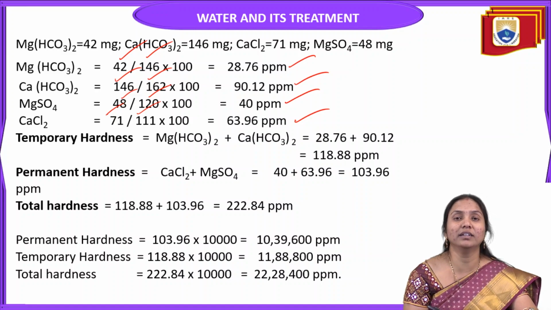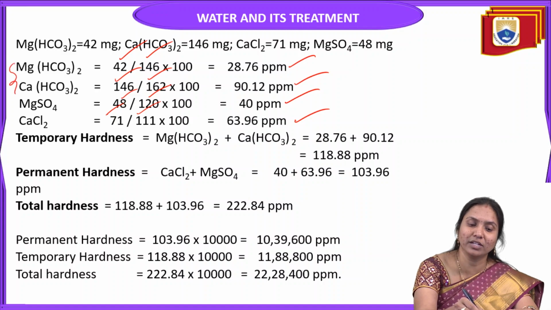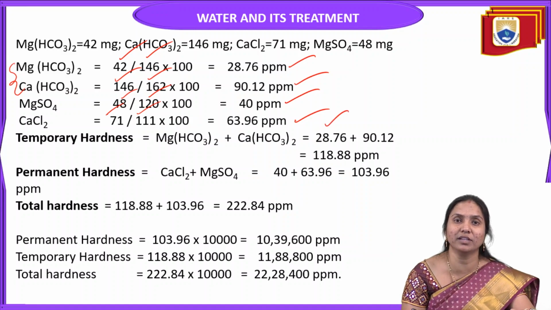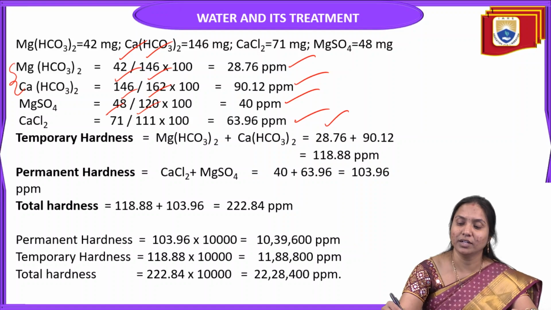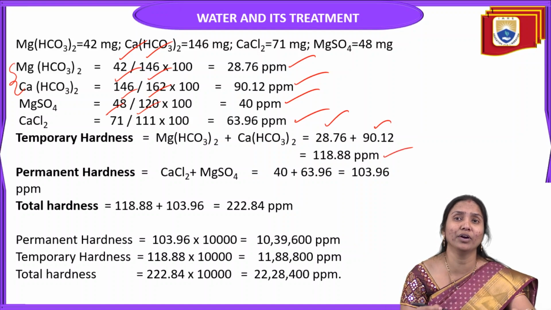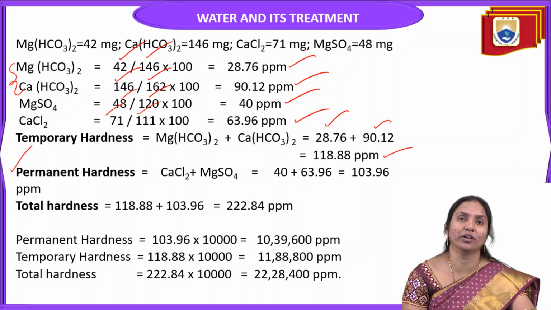So now we can calculate the temporary hardness of the given water. What are the temporary hardness causing salts present in that water? These two, calcium and magnesium bicarbonates, are present in that water. These are the temporary hardness causing salts. After conversion to calcium carbonate equivalent, the magnesium bicarbonate value is 28.76 and the calcium bicarbonate value is 90.12. So it is equal to 118.88 ppm.